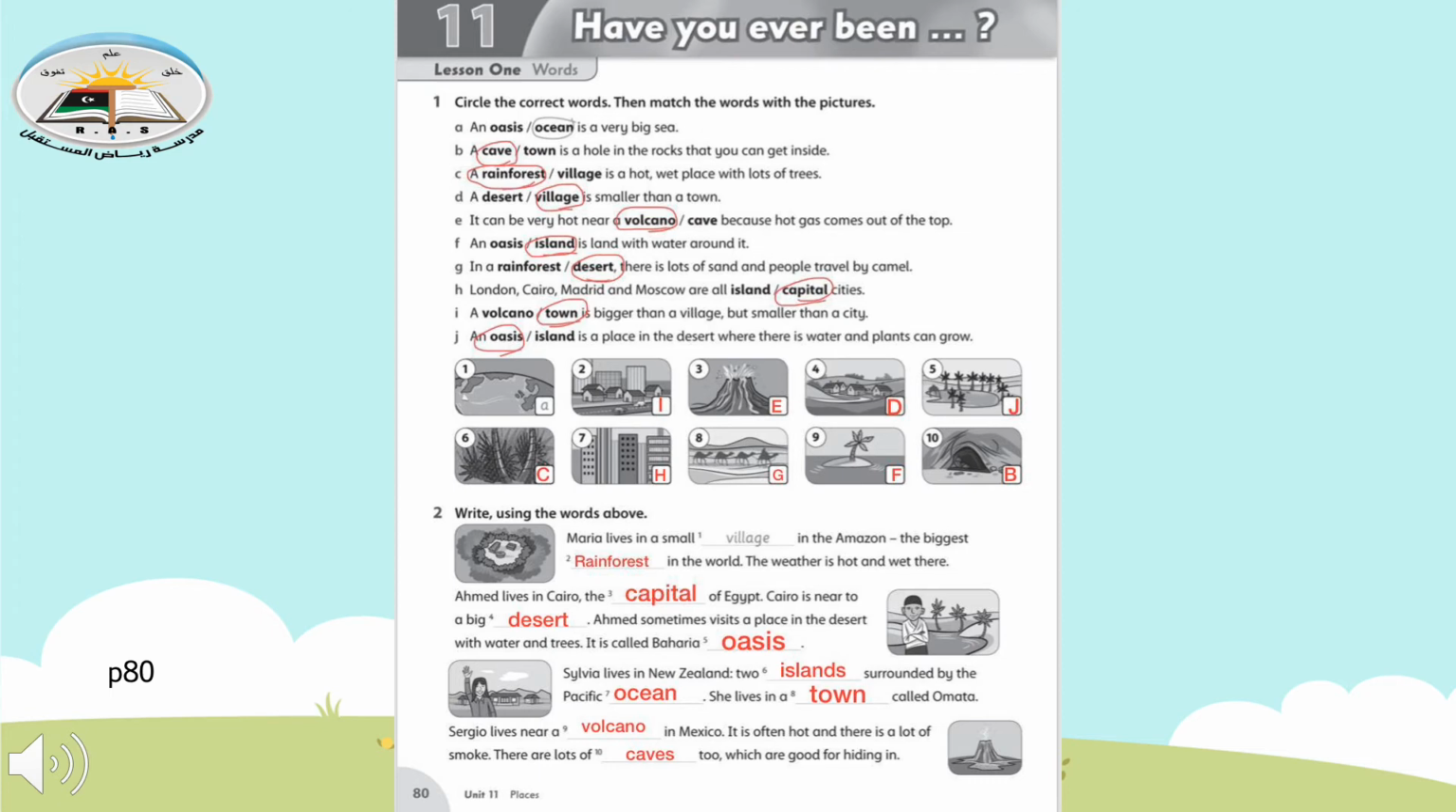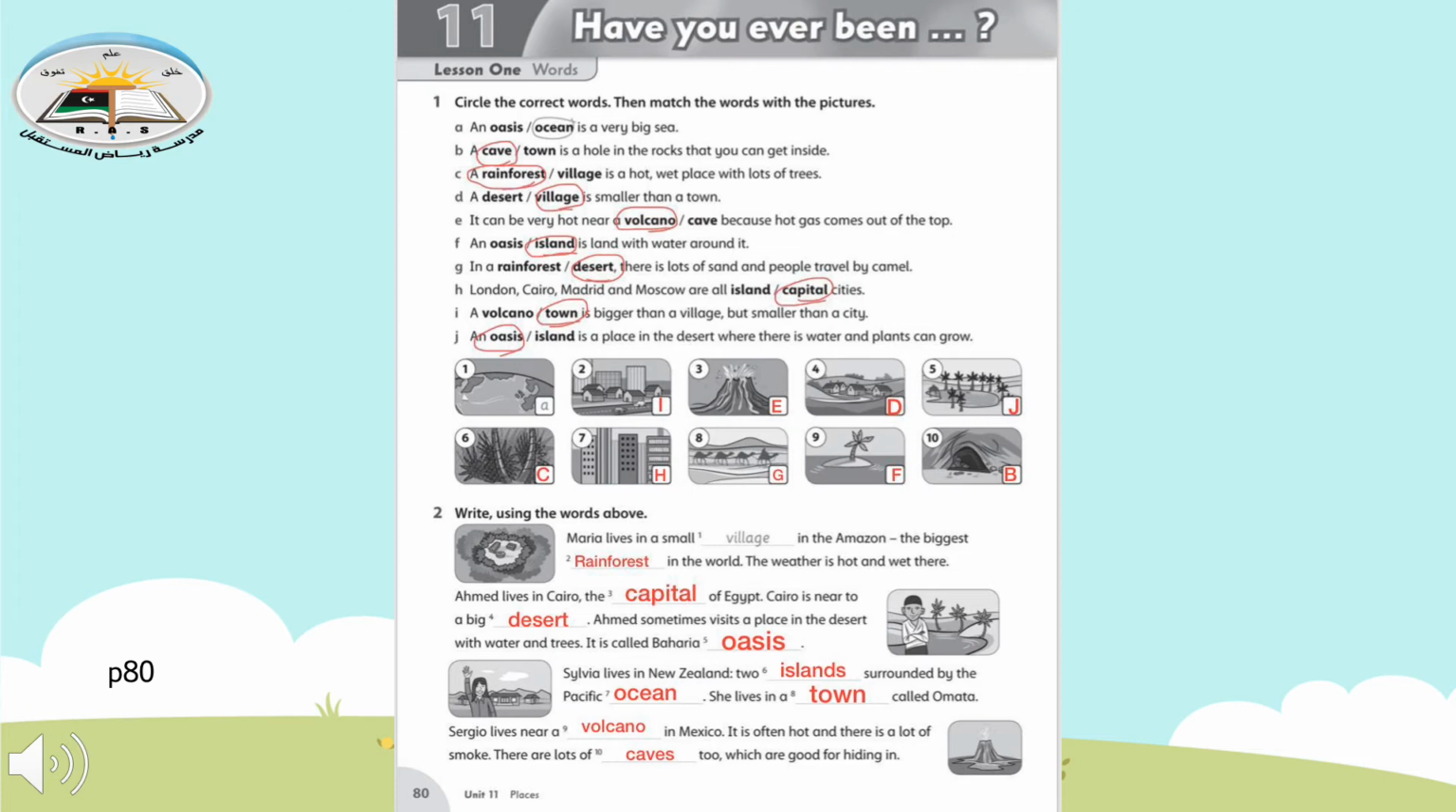Now let's move on to question number 2. Write using the words above. So we have the words above, which are ocean, cave, rainforest, village, volcano, island, desert, capital, town, oasis. Now, we're going to take the words above and finish the sentences. Fill in the gaps. Number 1. Maria lives in a small village in the Amazon. So the first answer is already given as village.